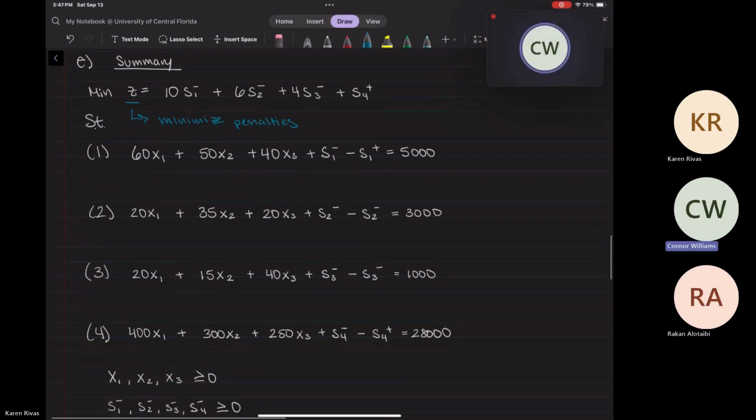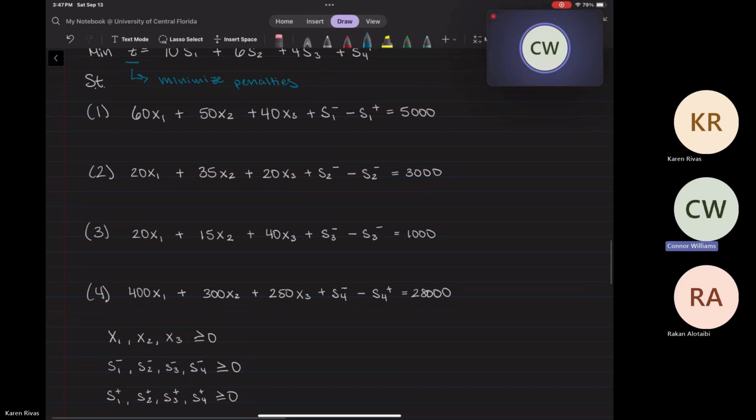such that our constraint number one is 60x1 plus 50x2 plus 40x3 plus s1 minus minus s1 plus equals 5000 for our excellent chips. Constraint number two would be 20x1 plus 35x2 plus 20x3 plus s2 minus minus s2 plus equals 3000 for our good chips.